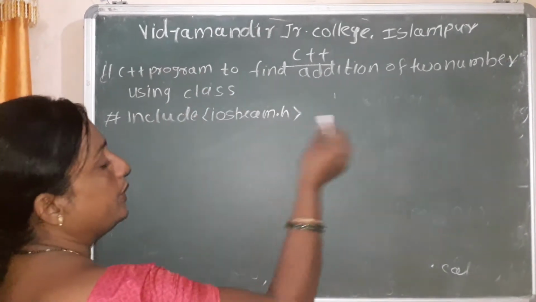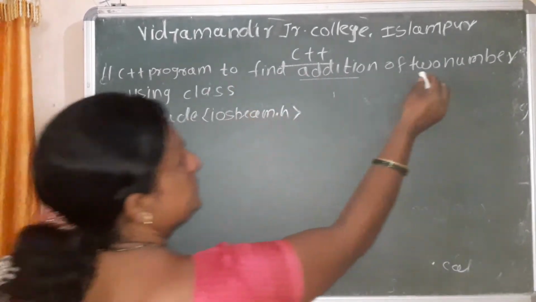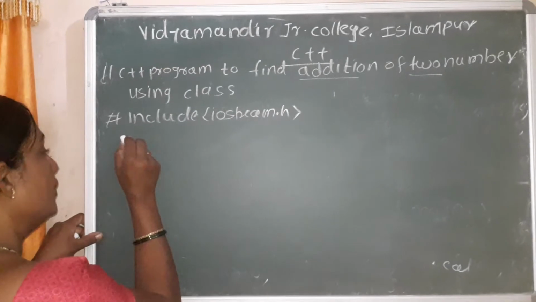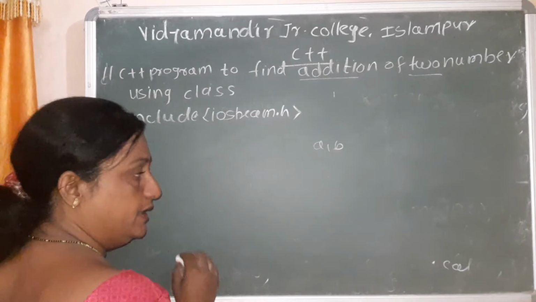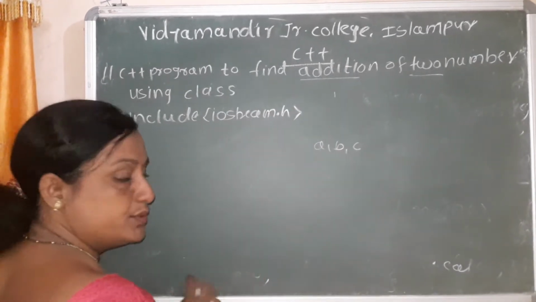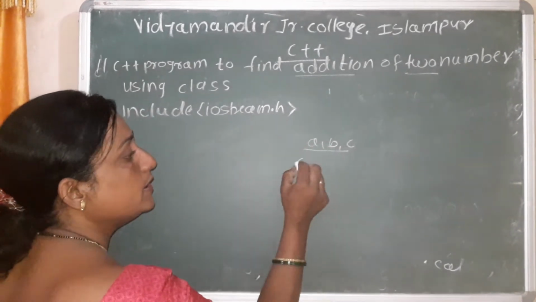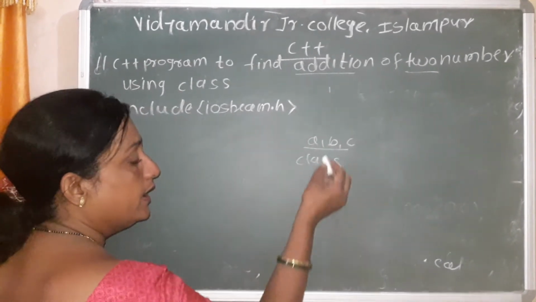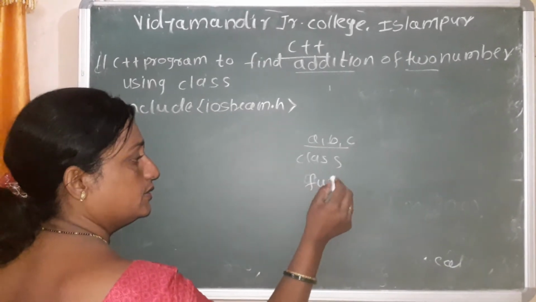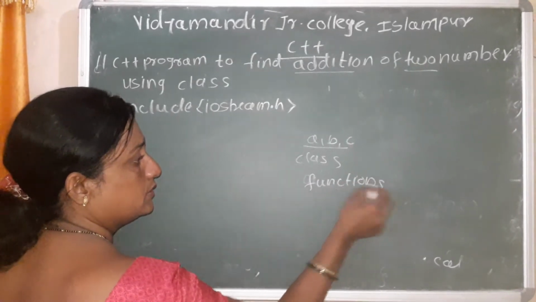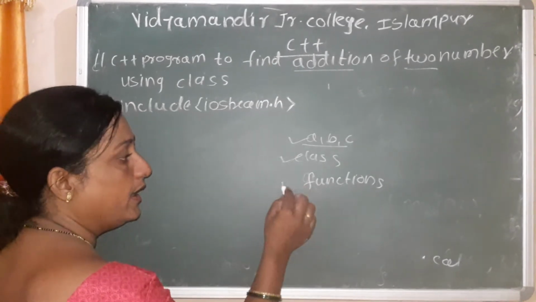In this program we want to find addition of two numbers. So we require the variables. Suppose I write A and B as two variables and C variable is used to store the result. To solve this program we need first a class. Next one is a function or functions. So first variables, next one is a class name and functions.